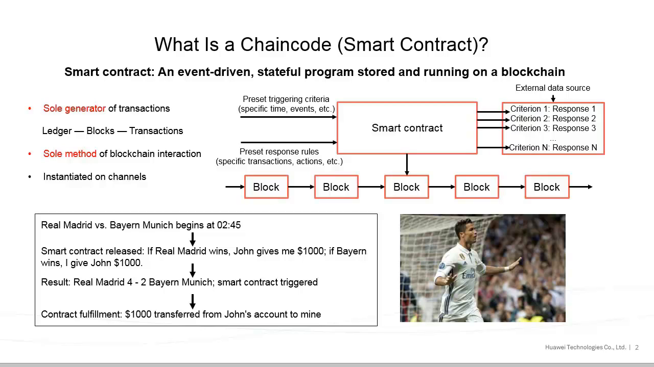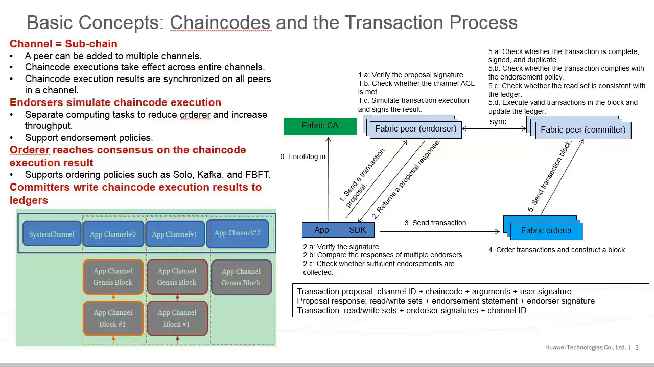A ledger consists of many blocks, and each block contains the data of one or more transactions. This basically means that each transaction is completed using a smart contract, and ledgers are updated using underlying blockchain technologies. Next, let's look at how chain codes and the transaction process work. Here are some basic concepts.